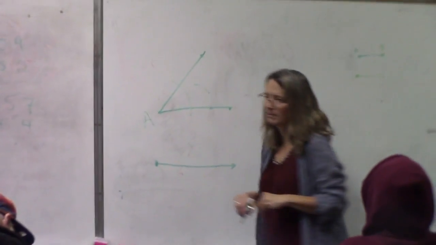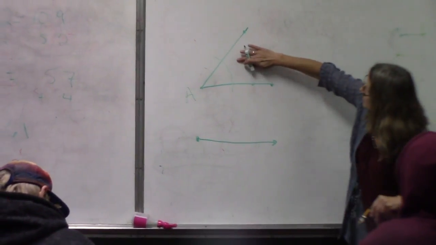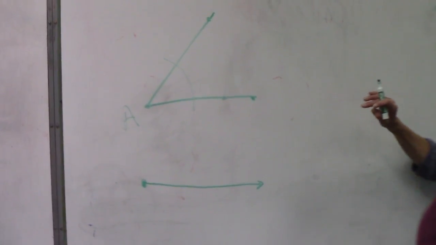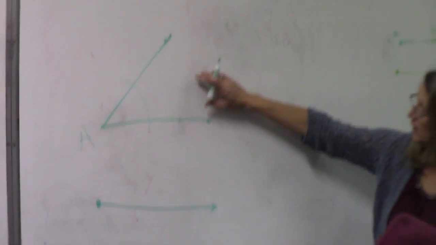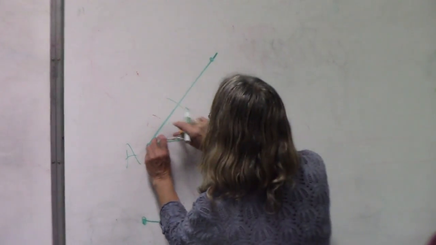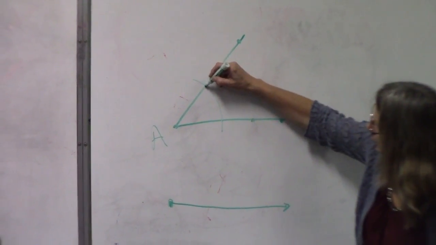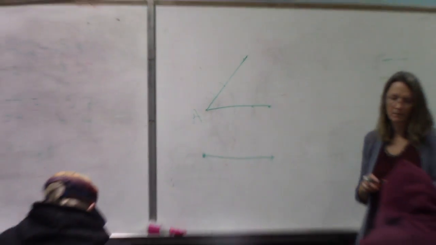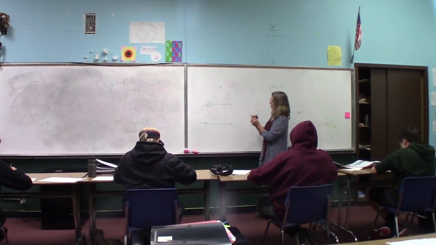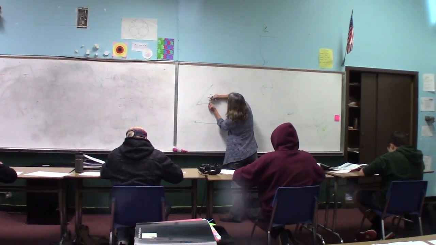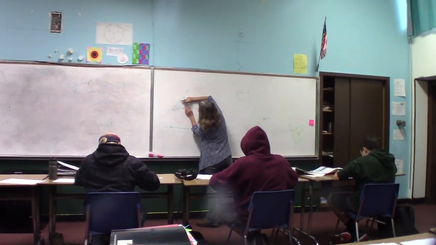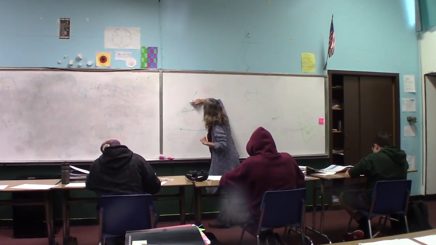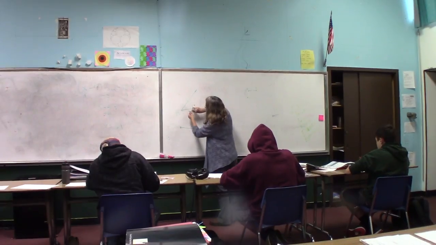Oh wait, I'm doing an angle bisector. Yeah, that's what we were doing, wasn't it? We're gonna make 2 congruent angles this time. I don't know if I did show you guys how to do this. So you go like this, you make an arc through it. So now you have these 2 points right there. And then you put your compass on one of the points and measure it to the other point.